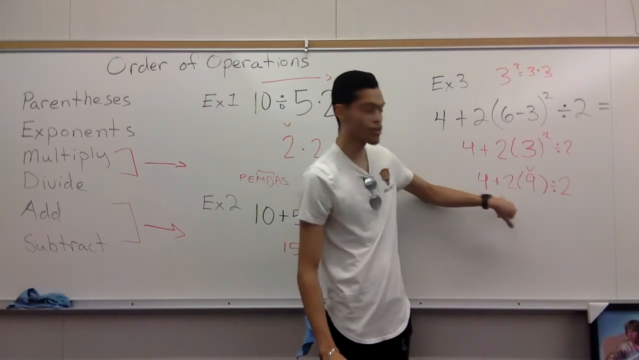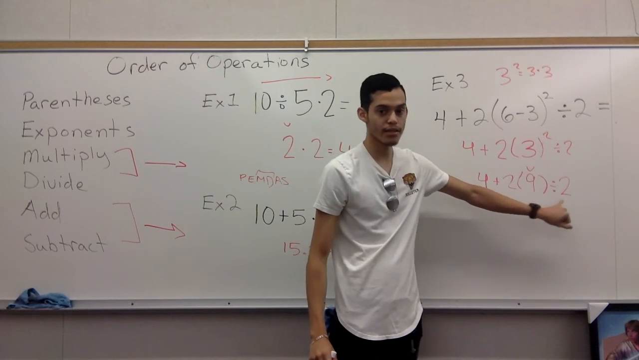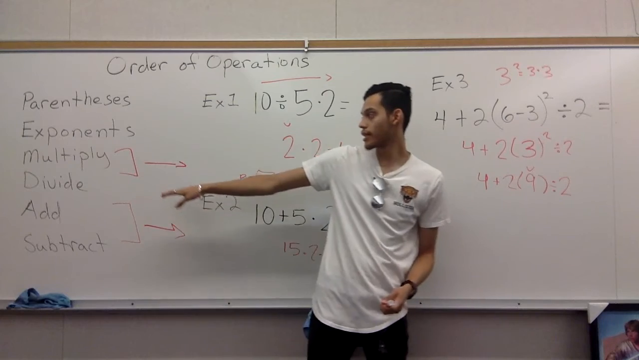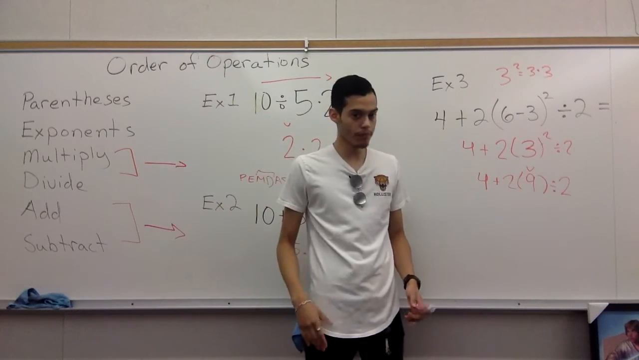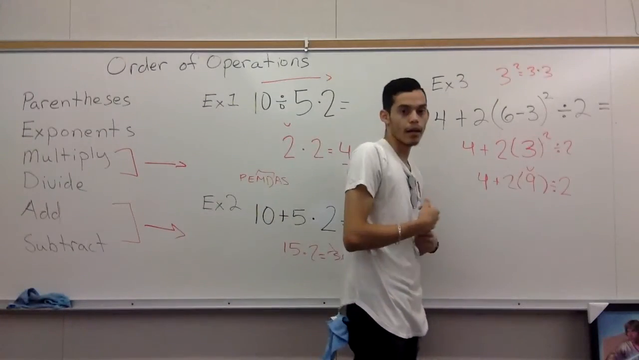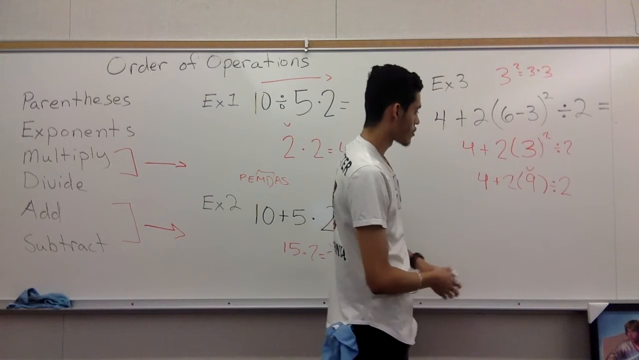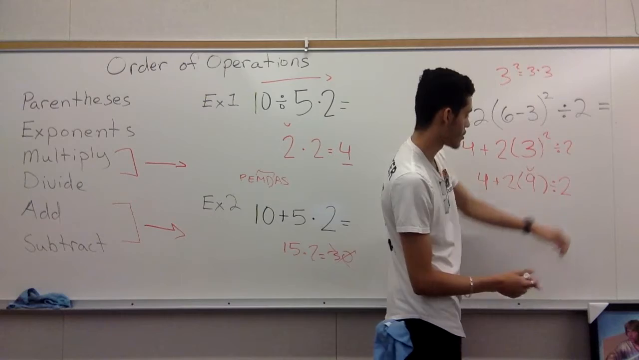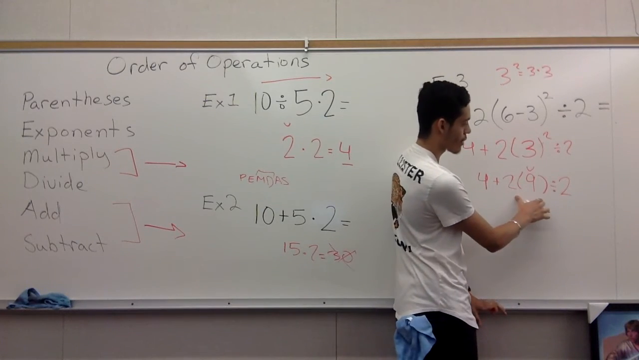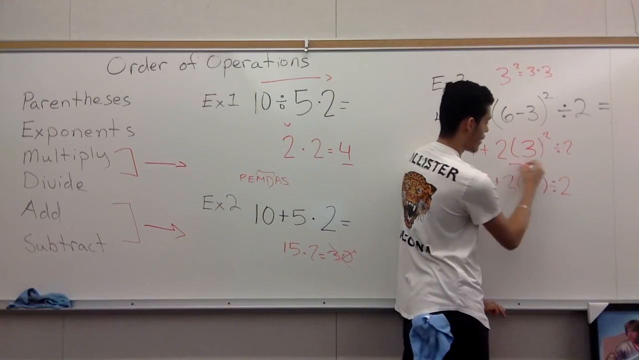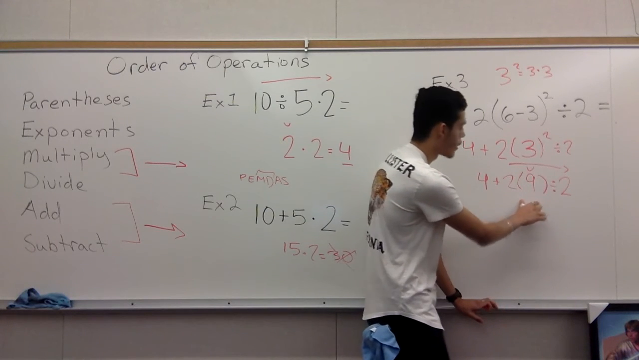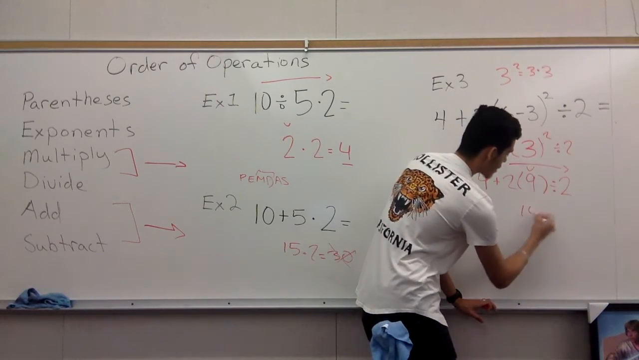Now you have 4 plus 2 times 9 divided by 2. We go through the next in our list. We have multiplication and division, because they are a pair, and we're working from left to right. So we see 4 plus 2 times 9 divided by 2. We have this multiplication right here and this division here, but we're working from left to right. So this 2 times 9 would take preference. So 2 times 9 would give you 18.